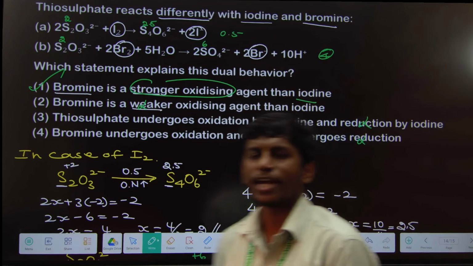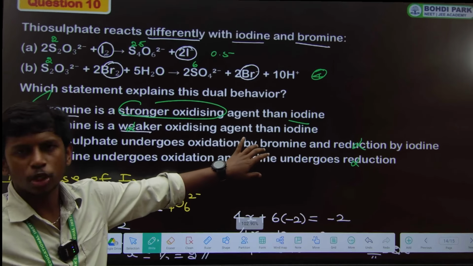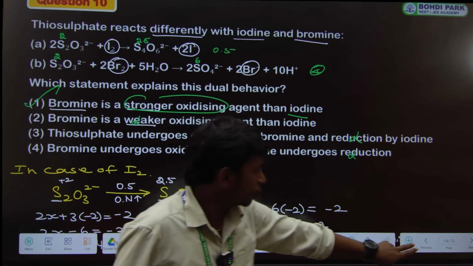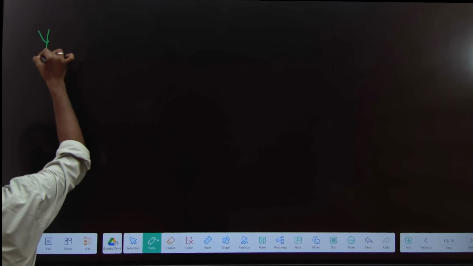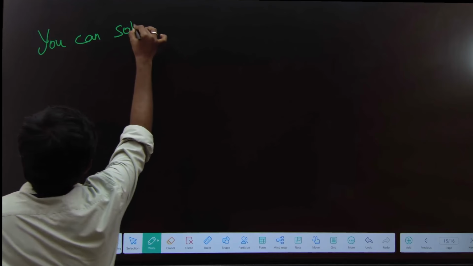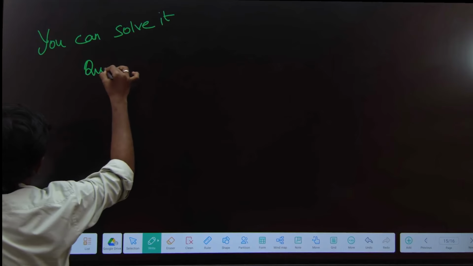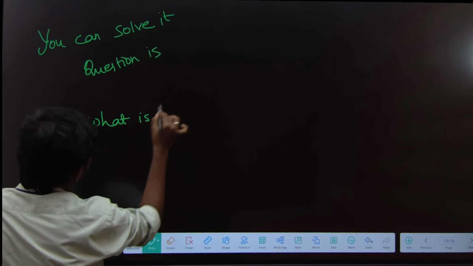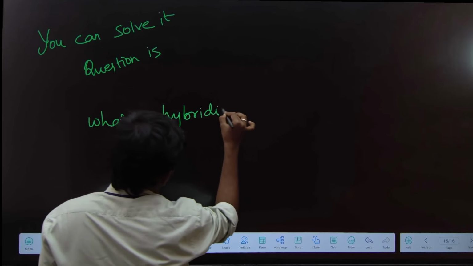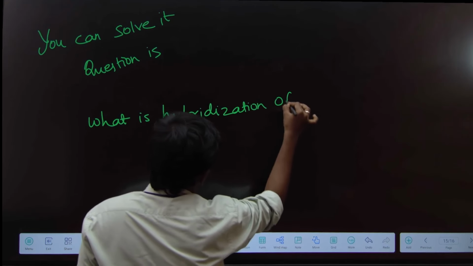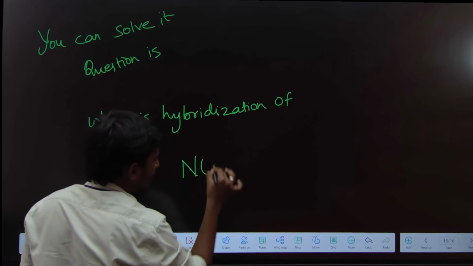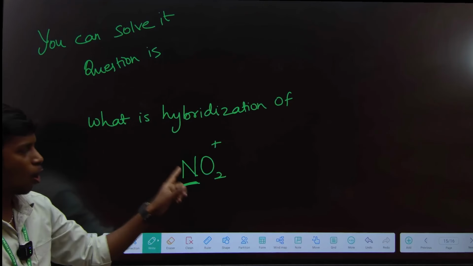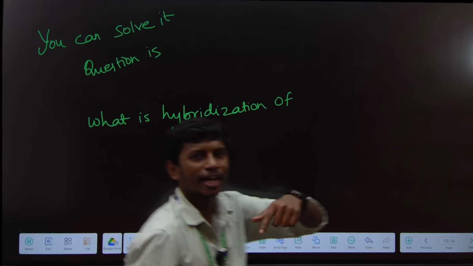Okay, so hope you enjoyed the class. If you have any doubts, just comment your answer. Okay, and today's question for you to solve is: what is the hybridization of nitrogen in NO2 plus? NO2 plus la irukka nitrogen oda hybridization enna? Okay, just solve and comment your answer down.